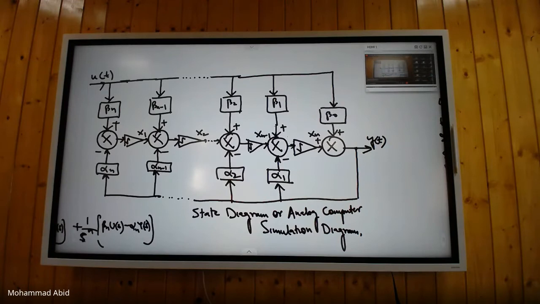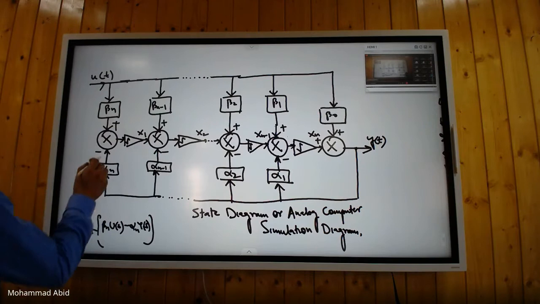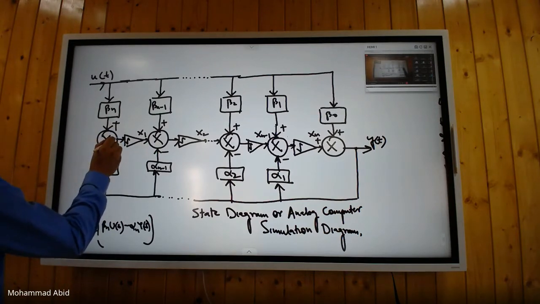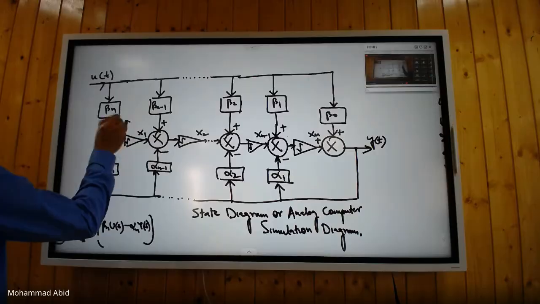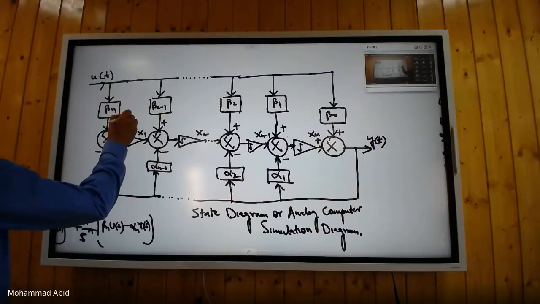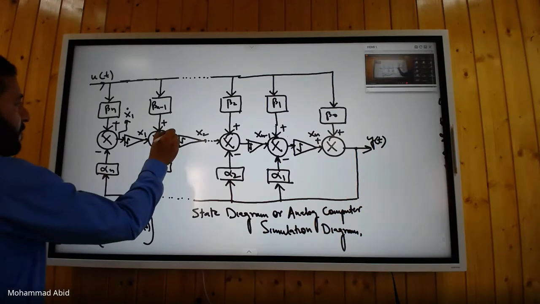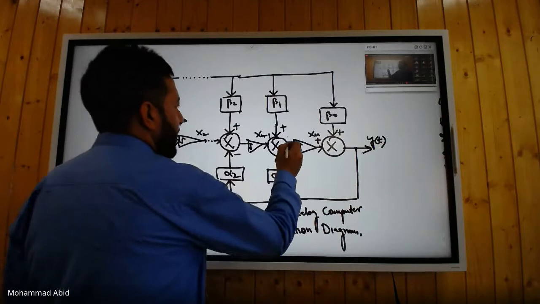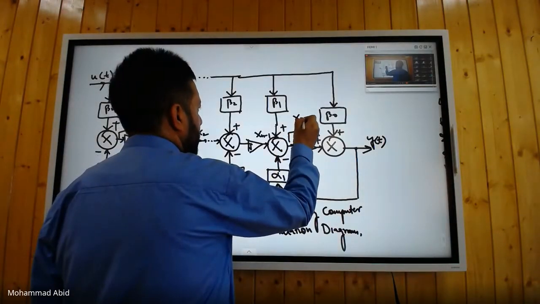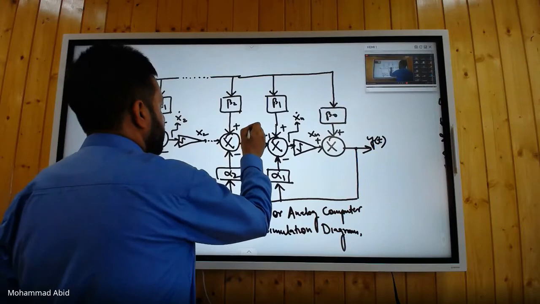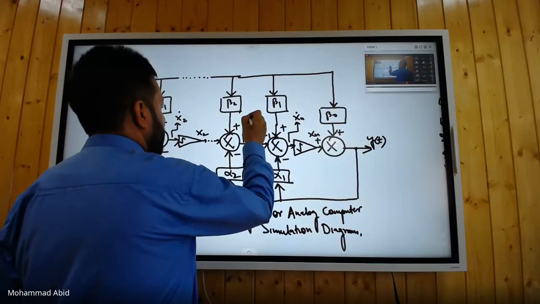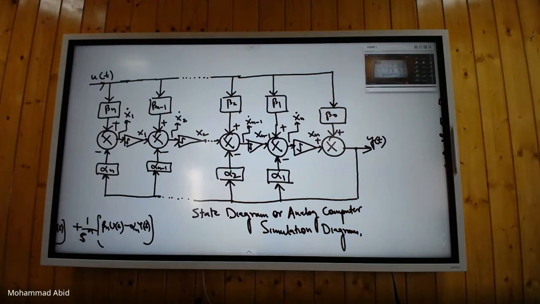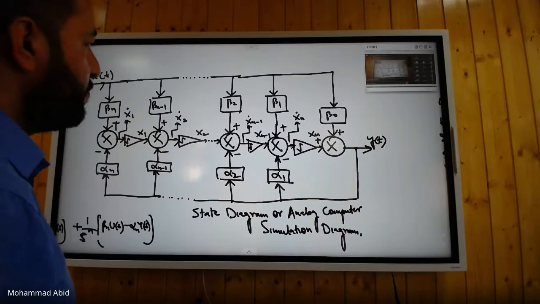Now I am going to write down the state equations. So for writing the state equations, if this is x1, what will be this variable? X1 dot, sir. Very good. This will be x1 dot. And this one will be what? x2 dot. This variable will be xn dot, and this variable will be xn minus 1 dot. Yes, sir.